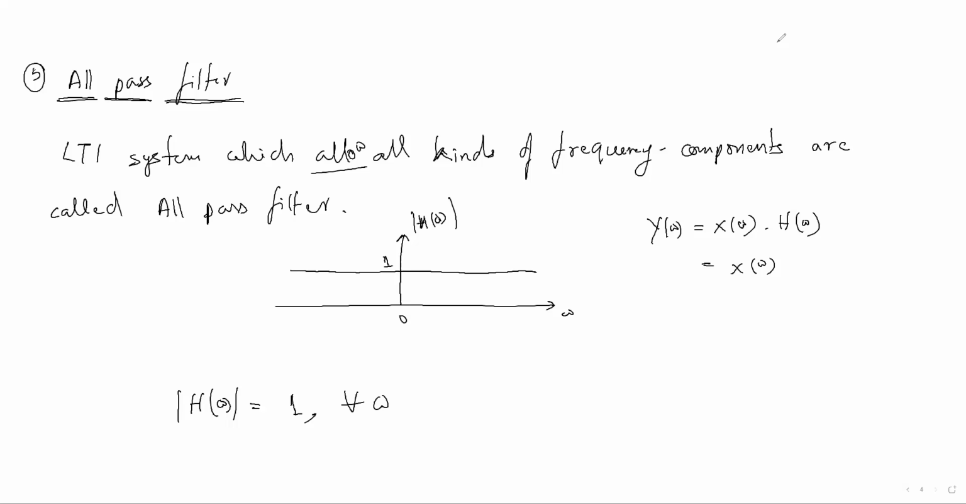So you have got the idea about H of omega, that is the frequency response characteristics. Depending on the shape of H of omega, the nature of the LTI system will be different. It may be a high pass filter, low pass filter, or band pass filter.